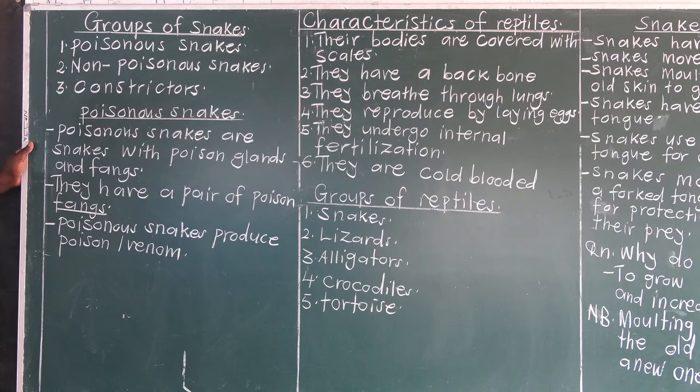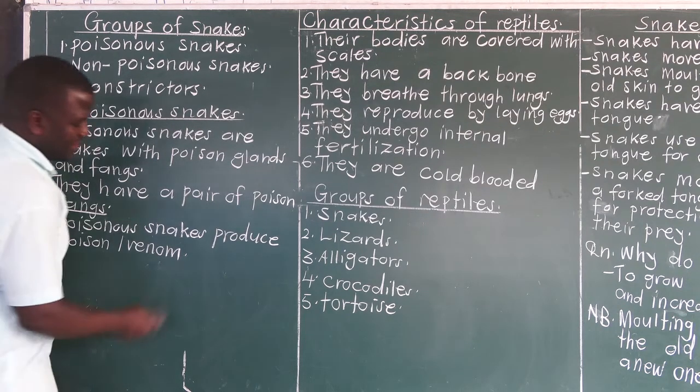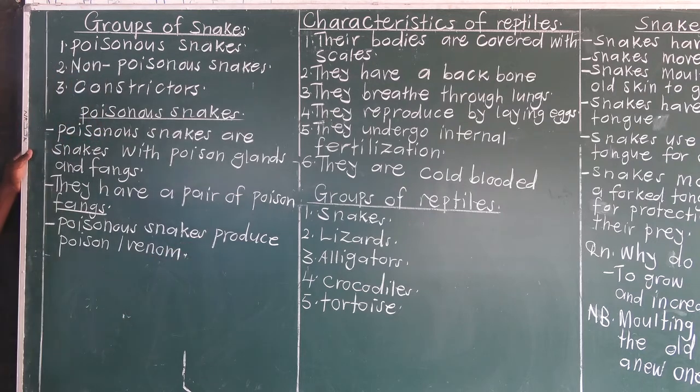We are going to look at effects of poison on blood. Poison can make blood clot. So if a snake bites you, you have to be given first aid as quickly as possible, because especially these poisonous snakes are very dangerous to our health.